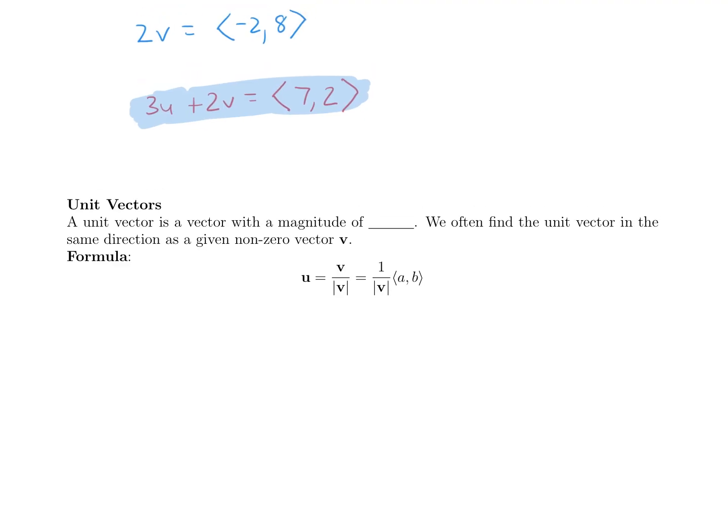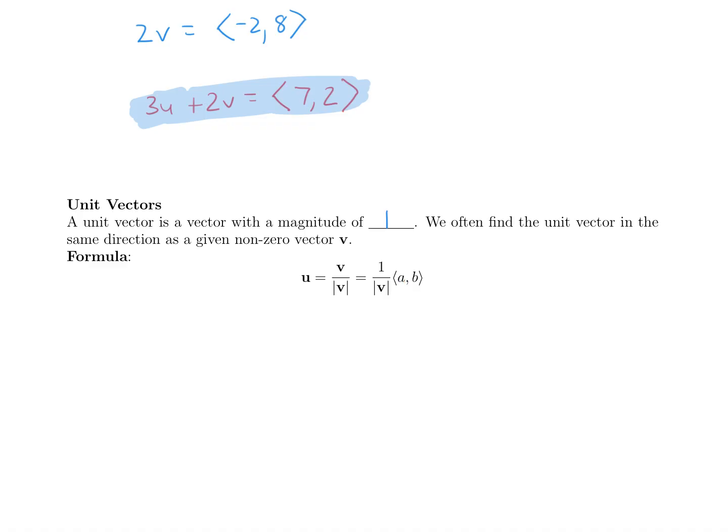So then they're going to talk about unit vectors. A unit vector is a vector with the magnitude of 1. That's why they call it a unit vector, because a unit is 1. We often find the unit vector in the same direction as a given non-zero vector. Okay, so here's a formula to find a unit vector given any vector v. So if you're given any vector v, you can always find the unit vector, which is the vector that has the same direction with length 1, by simply taking the vector and dividing it by the absolute value or the magnitude of v. Okay, and then you multiply, that becomes your scalar, and you multiply that times the vector v.